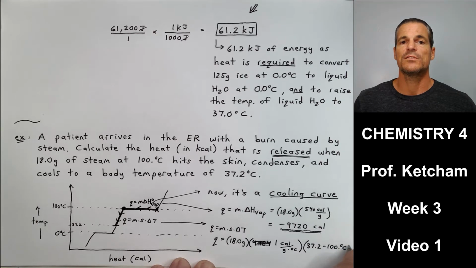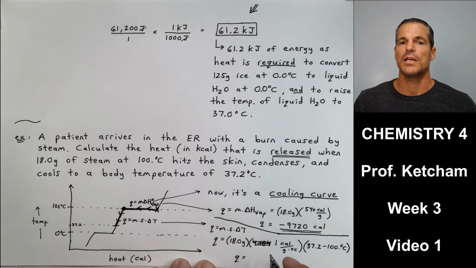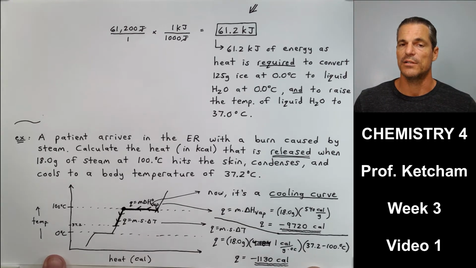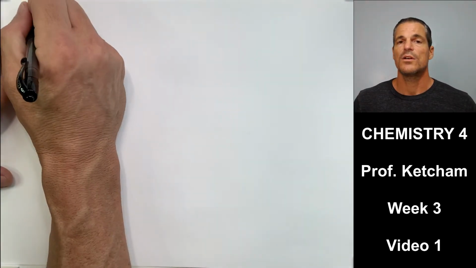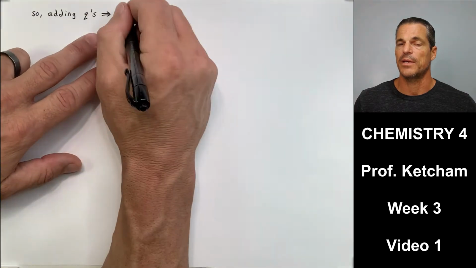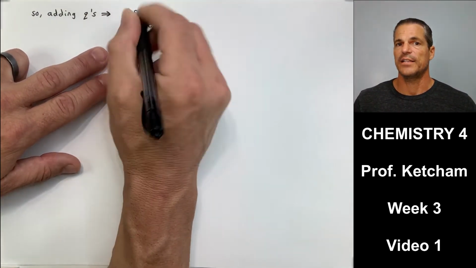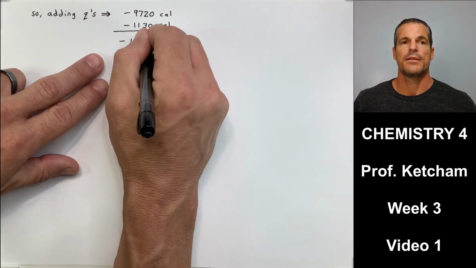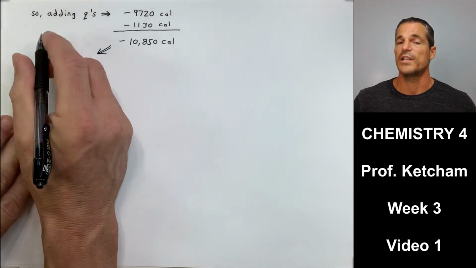Q equals m s delta T. Q equals 18.0 grams times the specific heat of water, which is 1 calorie per gram per Celsius. And then we multiply by the temperature difference. We get our answer. We add up our 2 Q's, and we get our final answer. All right? So here is the final answer. It's actually on this page. My bad. So adding the Q's together, we got minus 9,720 calories.